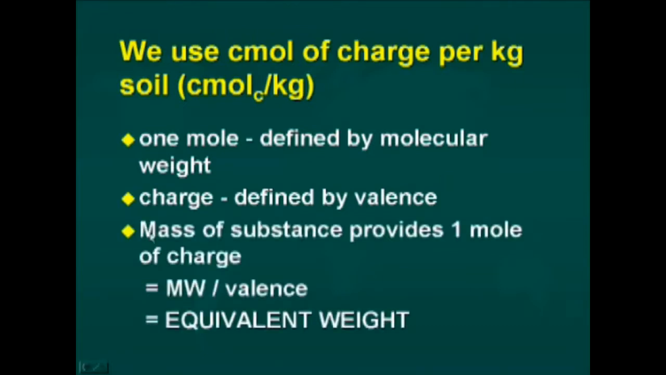And so we come down to the mass of substance that provides 1 mole of charge. We calculate that as the molecular weight over the valence. And if you remember from chemistry, this is the definition of equivalent weight. So the molecular weight divided by the valence, the mass of a substance that produces 1 mole of charge, or the equivalent weight. Now this is useful because occasionally we have to convert mass to charge and vice versa.